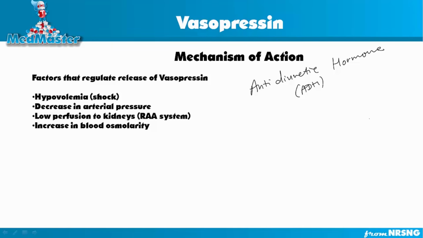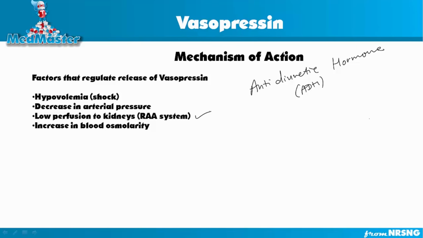If you have a decrease in blood pressure, that would definitely increase the release of vasopressin. Low perfusion to kidneys, basically the RAA system. So if you have watched the video of the RAA system, you would know that the decrease in kidney perfusion will initiate the RAA system, and that would increase the secretion of ADH.